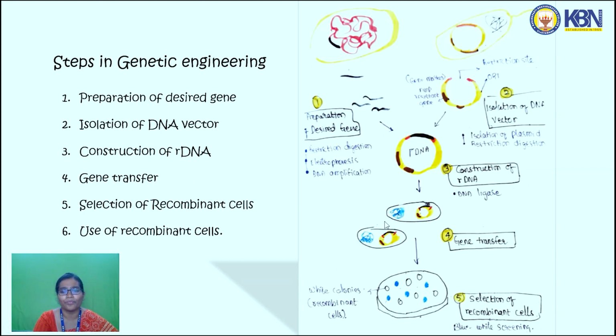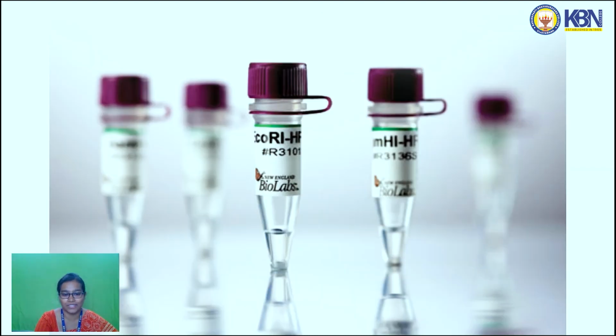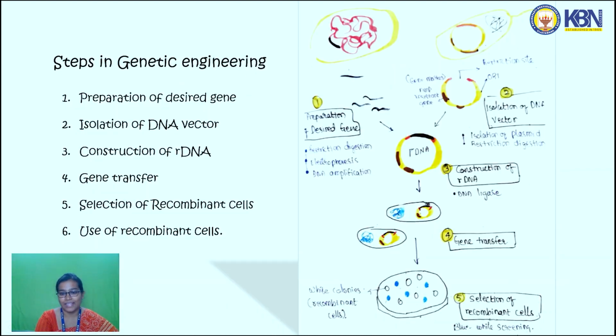But how do we know whether all cells accepted the gene or not? Sometimes a few cells don't accept the gene, and sometimes a few cells accept the gene. So how do we separate the cells which accepted from those which did not? We do a screening test. That is the fifth step of the process, the selection of recombinant cells.